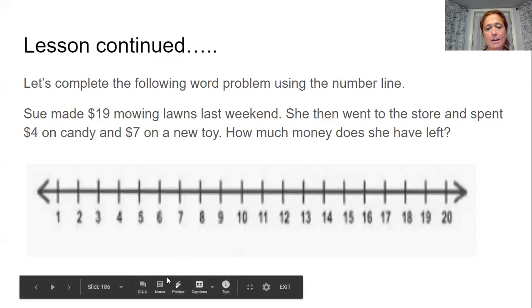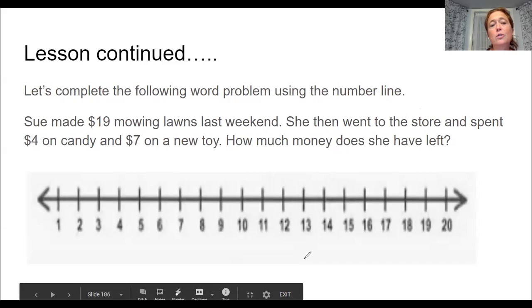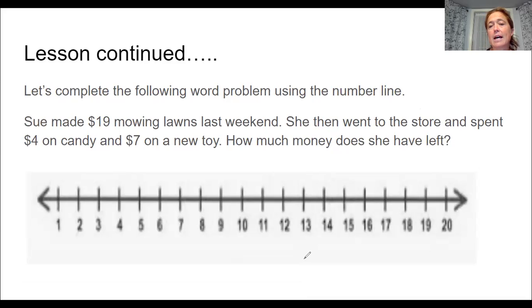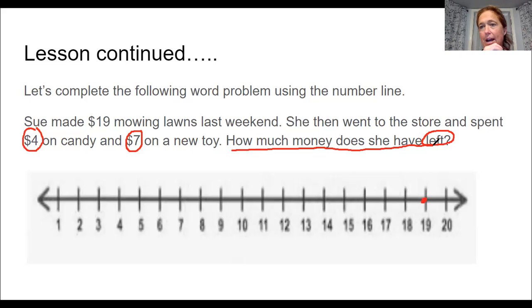All right, so let me get my pen. Sue made $19 mowing lawns last weekend. So here's how much she made on the number line, $19. She then went to the store and spent $4 on candy and $7 on a new toy. So she spent $4 and she spent $7. Our question asks, how much money does she have left? So she spent that money. She gave it to the store, so she no longer has it. So we know we need to subtract.